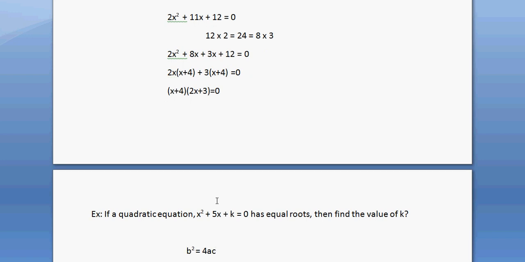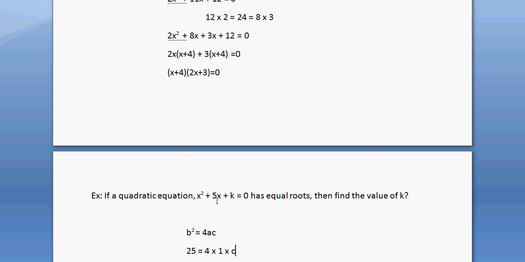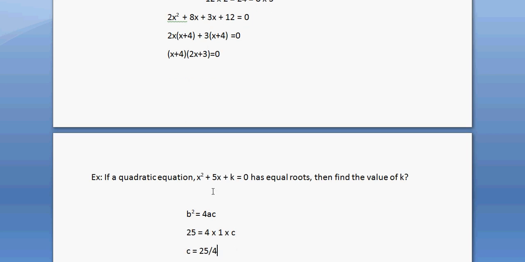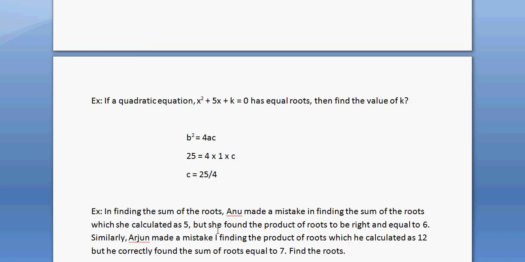Now let's go to some questions or some examples where we would use some of the properties which we have learnt before. If a quadratic equation is given to have equal roots, find the value of k. So b is here 5, a is 1, c is equal to k. So b square should be equal to 4ac. So 25 should be equal to 4 into 1 into c. c is equal to k. So k is equal to 25 by 4, which is our answer.